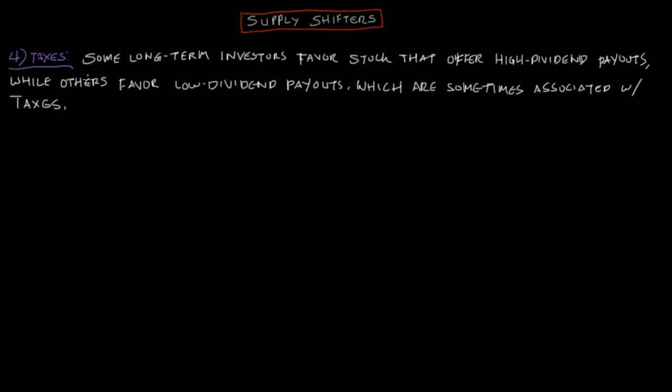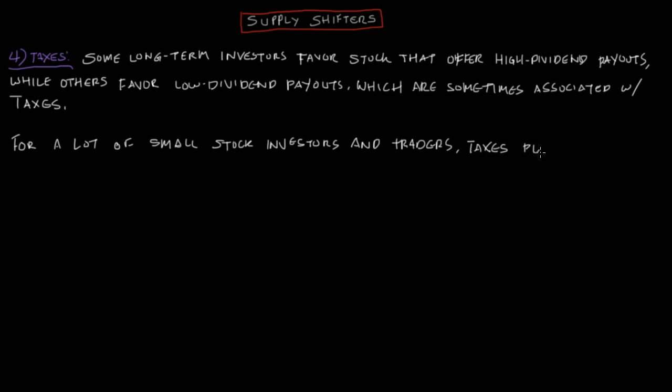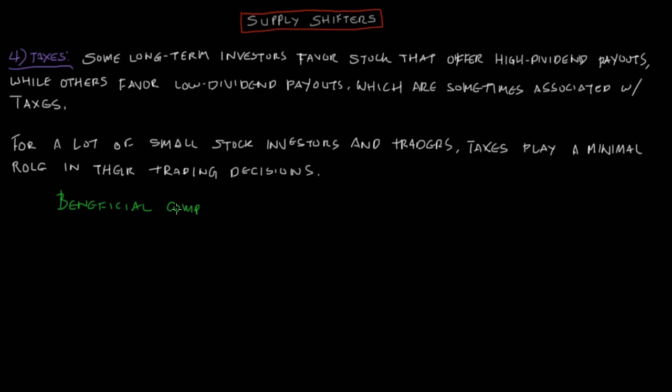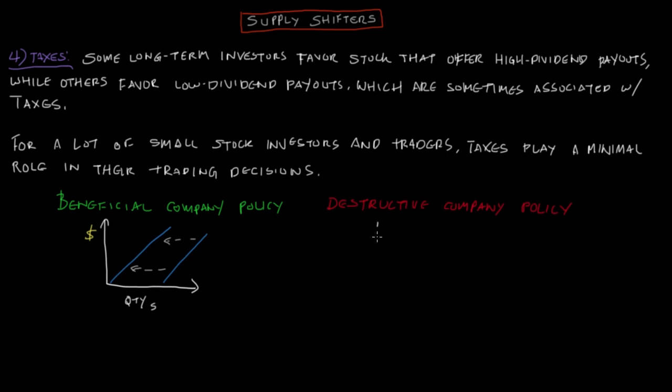Now I can get into greater detail about the clientele effect, which states that investors will respond to a change in company policy by amending their portion of shares within the company, but this is beyond the scope of this video. For most stock traders, taxes bear a minimal influence on a trader's decision to place trades. Investors, however, will react to these policy changes by adjusting their quantity of shares being held. And depending on the policy change, the supply curve can shift left or to the right.